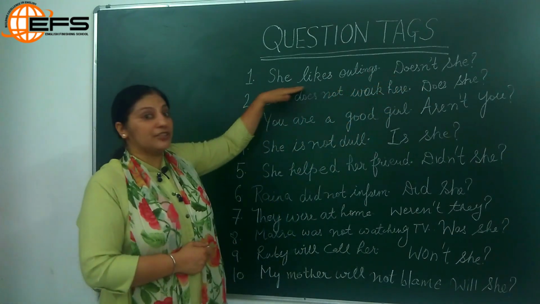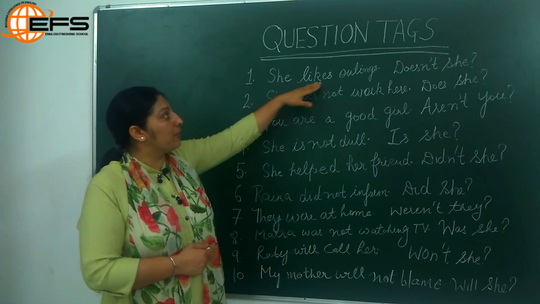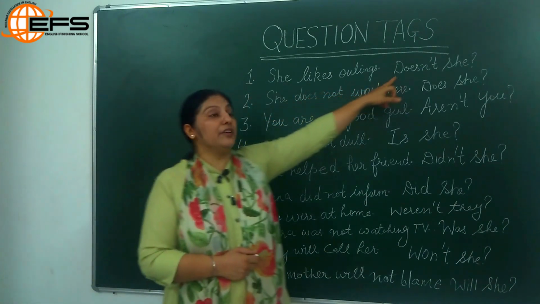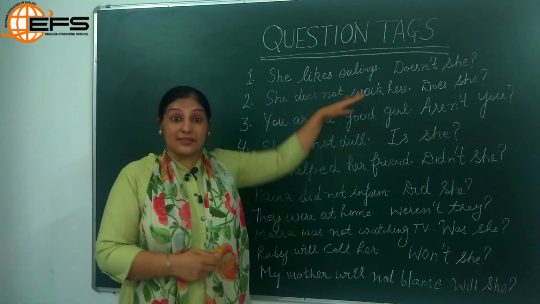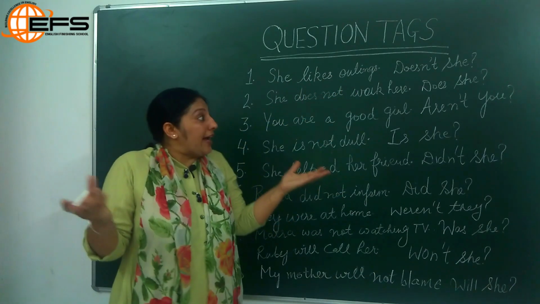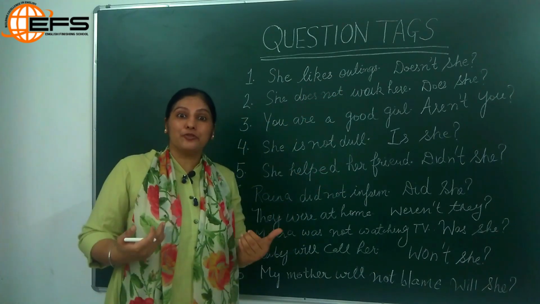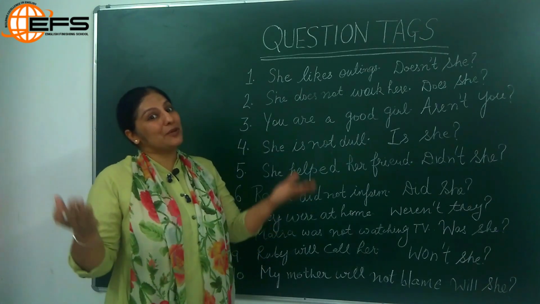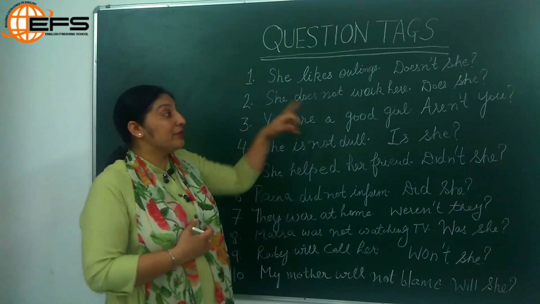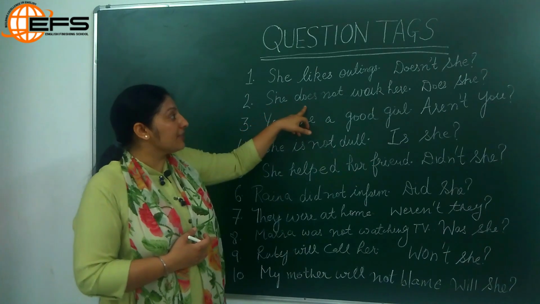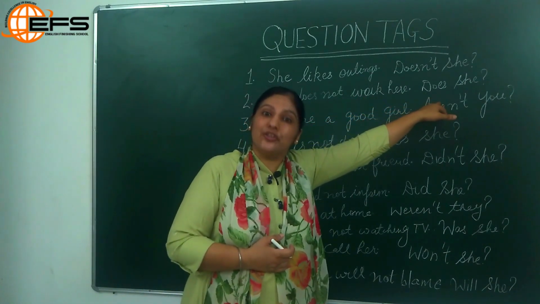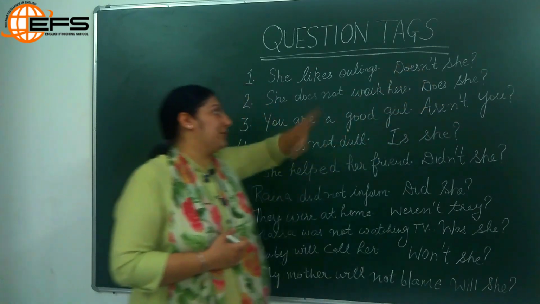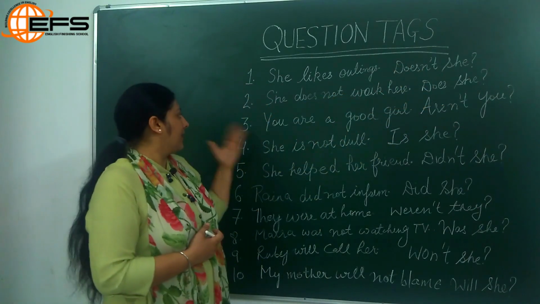Whenever we have a positive declarative statement in place, we will use a negative question tag. She likes outings, doesn't she? And whenever we have a negative statement in place, we will use a positive question tag. We will not add not to it. She does not work here, does she? So you are just adding a question fragment to the main sentence.